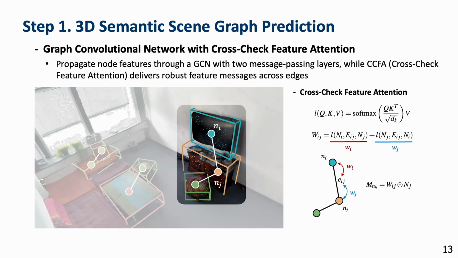In this stage, we employ a graph convolutional network to propagate and update object features at the graph level. In particular, to capture richer contextual information between objects and predicates, we introduce an attention-based mechanism that cross-checks relational cues from neighboring entities. The graph network updates each object node by exchanging features with its neighbors through two message passing layers. However, instead of using simple message passing, we design an attention mechanism called cross-check feature attention, which enables more robust and stable message delivery across edges.